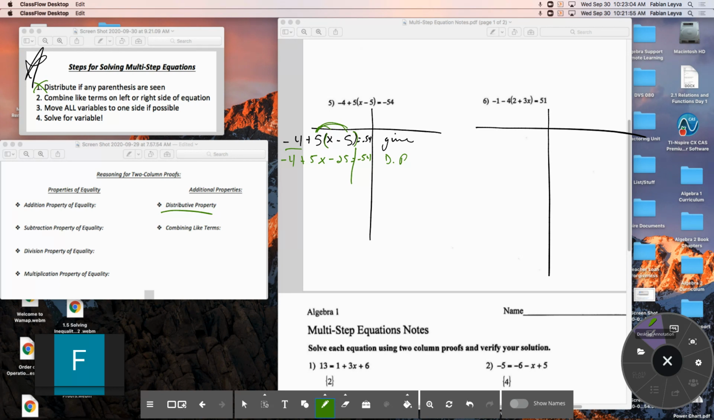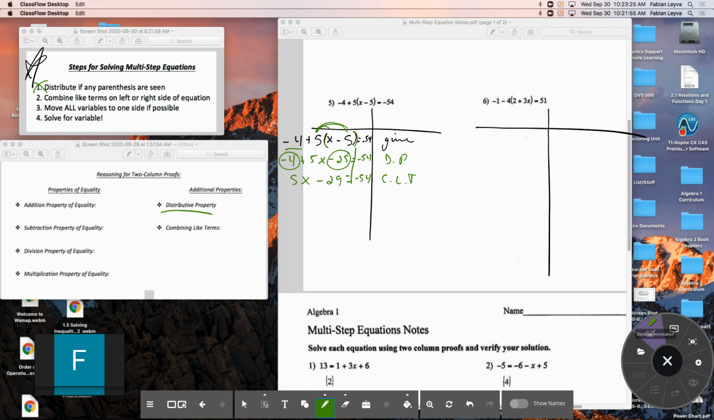Can I combine any like terms on the left or the right side? If I look at my left, I clearly see that I have a negative 4 and a negative 25. Those don't have variables, so they're like terms. You could combine them. So that becomes a negative 29, and that is still equal to a negative 54. Again, what you do there is combine like terms.